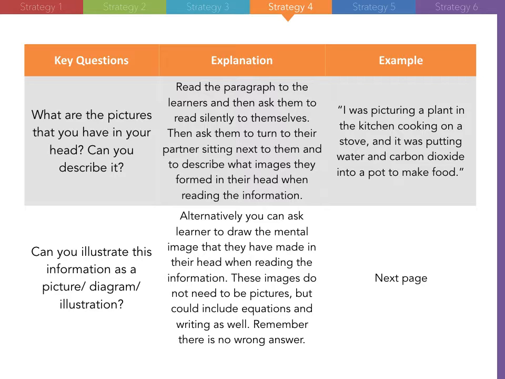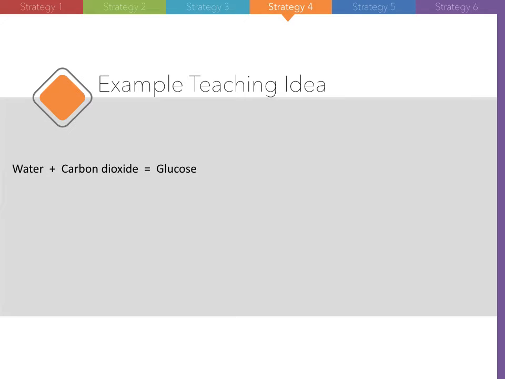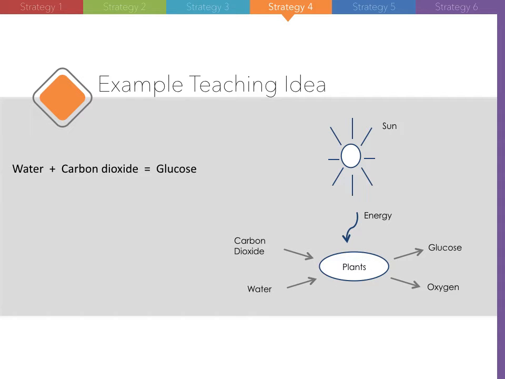Again, this strategy is to assist learners to connect and work in that active understanding zone with the text. And here's an example of how learners could possibly illustrate the paragraph that they've read. It could be a simple equation, water plus carbon dioxide equals glucose. Or it could be more in a picture format where you have the sun, you can see the energy coming down, the inputs into the plant and the outputs, and that they both capture the essence of photosynthesis.